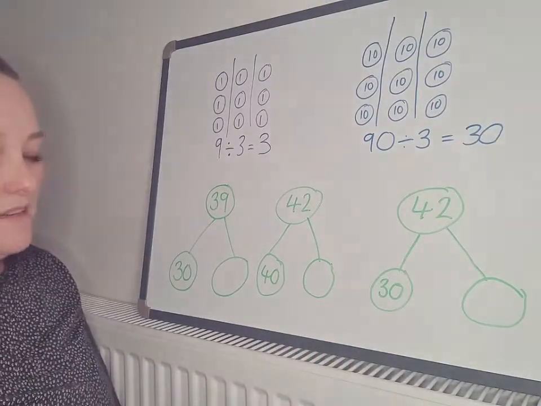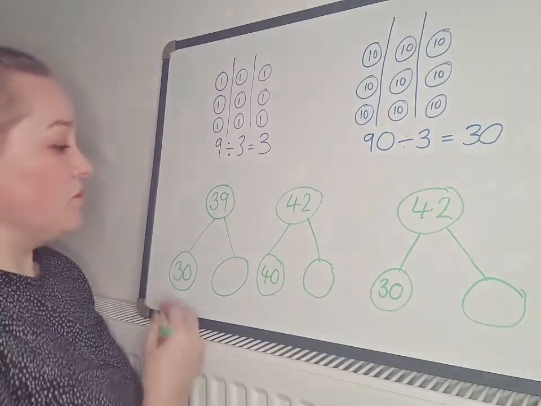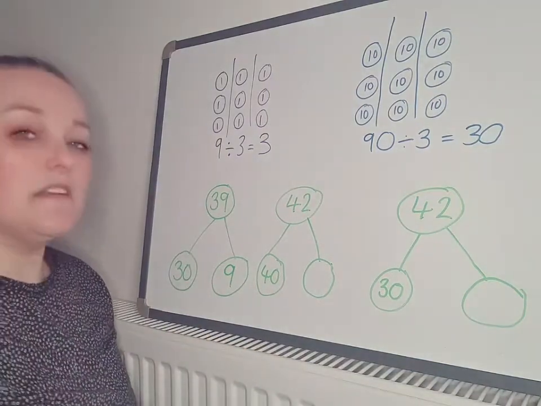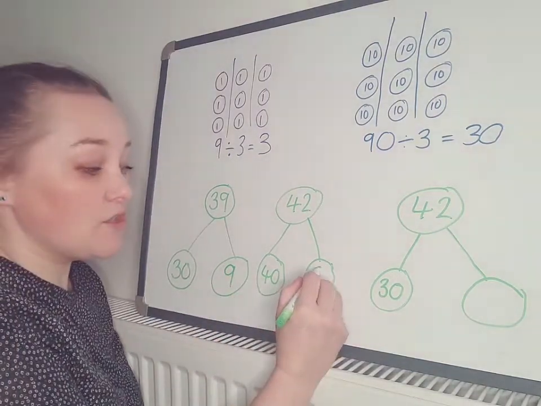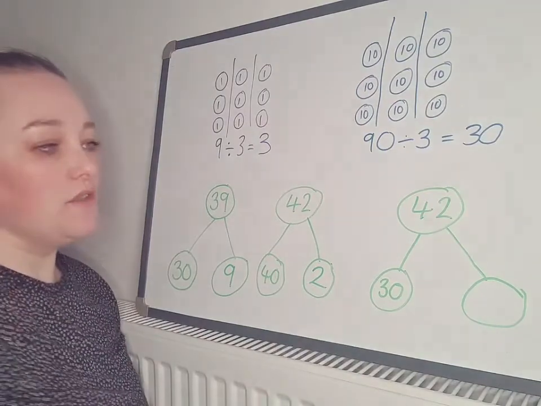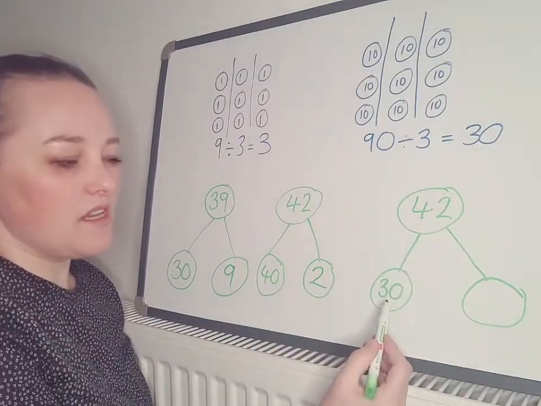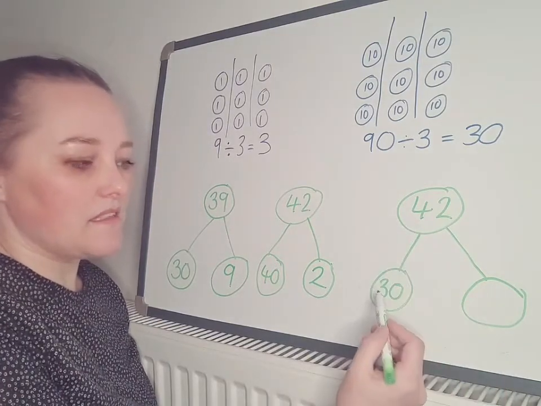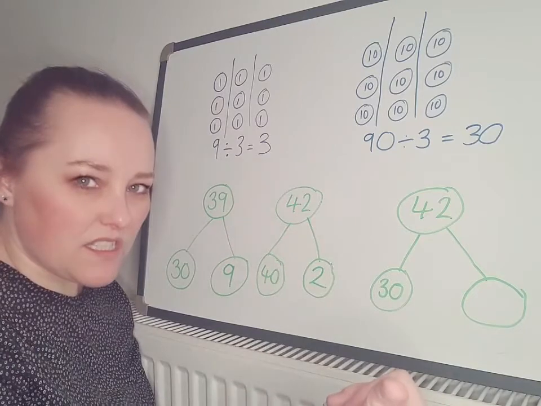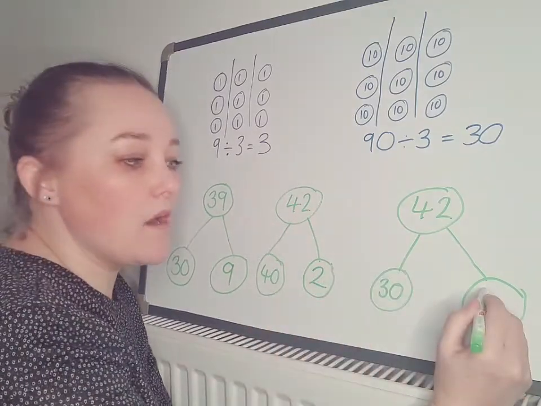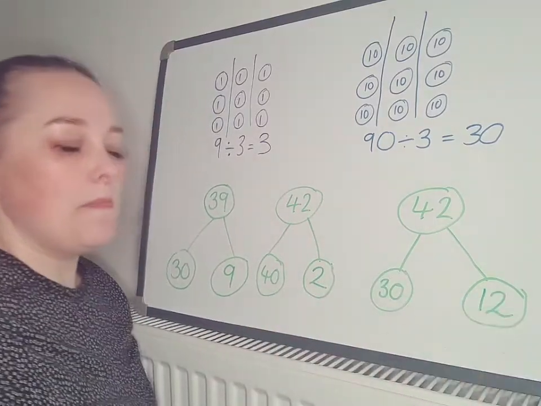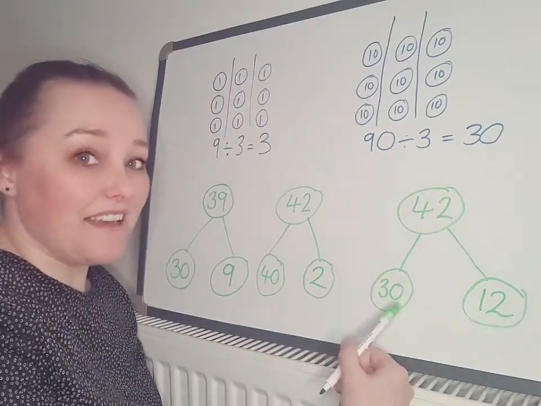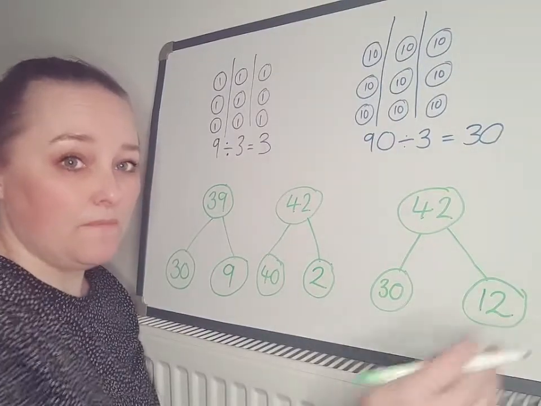Then down here with the part-whole models, 30 and 9 makes 39. 40 and 2 makes 42. 42 though, so we've got 30 here. So what needs to go in there to make that? 30, 42, so 12. Okay, and that's called flexible partitioning. And we'll be using that today in our lesson, okay?